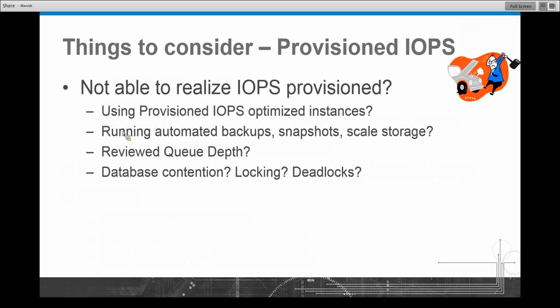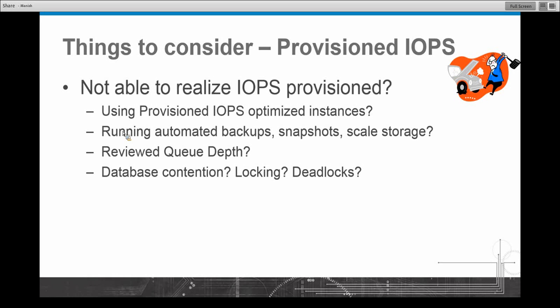And if you're not getting the IOPS that you expect, make sure that you're running EBS optimized, provisioned IOPS optimized instances. Automated backups, snapshots, and scale storage also eat up a lot of IOPS. So if any one of those is happening while you're running your benchmarks or applications, it can have a real impact on the IOPS that your application tier can consume.